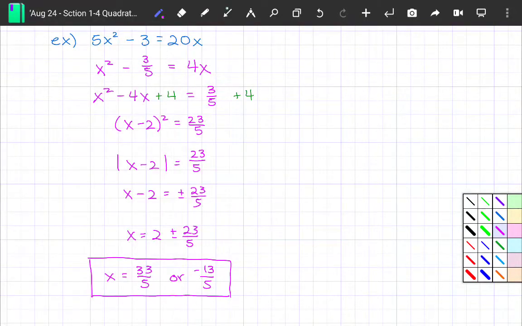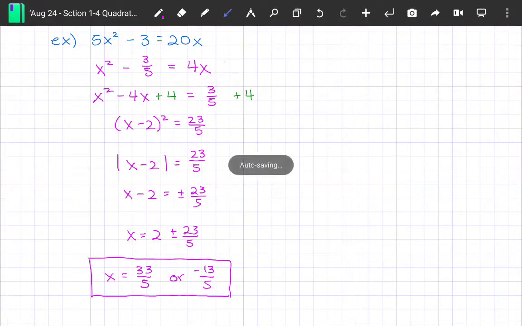Alright, so here it is worked out. I'll go through this real quick with you. So remember, we want to get the variables on one side and the constant on the other. And yeah, I got a fraction here, but it's not too bad. When I complete the square, half of b would be negative 2, but negative 2 squared is positive 4, so I added 4 on both sides. This factors into that. And then over here, combine your fractions. Think of 4 as 20 over 5, and 3/5 plus 20/5 is 23/5.